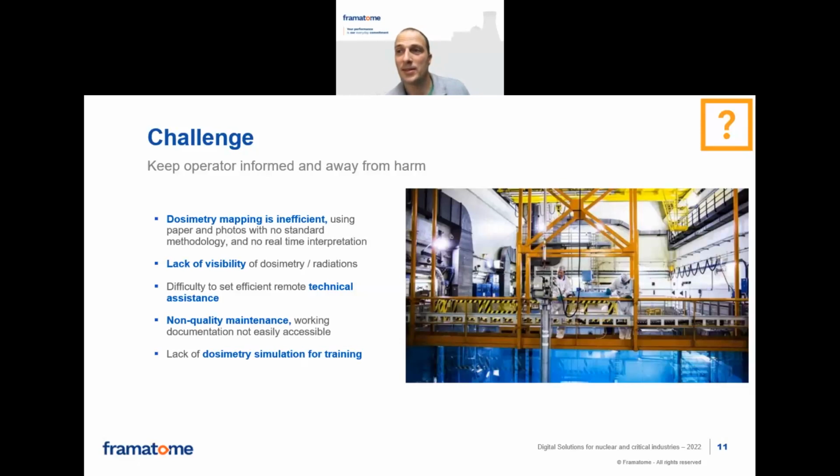And the last point, which is a very important one, is the lack of dosimetry simulation during training. We all know that training is the key to succeeding in maintenance operations, especially when you are in a high-constraint environment like we are in the nuclear industry. So we need to take this into account to anticipate waiting zones, gestures, paths, where to go, and coordinate everyone around that. Next slide.